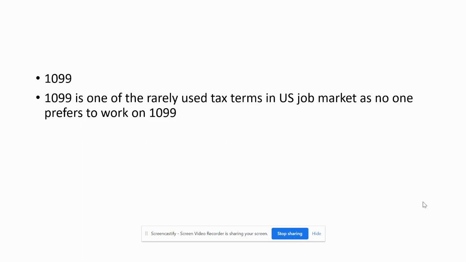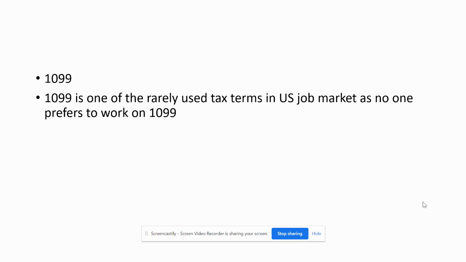Next term is 1099. 1099 is one of the rarely used tax terms in the US job market, as no one prefers to work on 1099. These are people mainly having their own firms. They pay their own taxes. They are not going through any firm. Like in W2, we were paying the taxes for the candidates as he is working on our payroll.